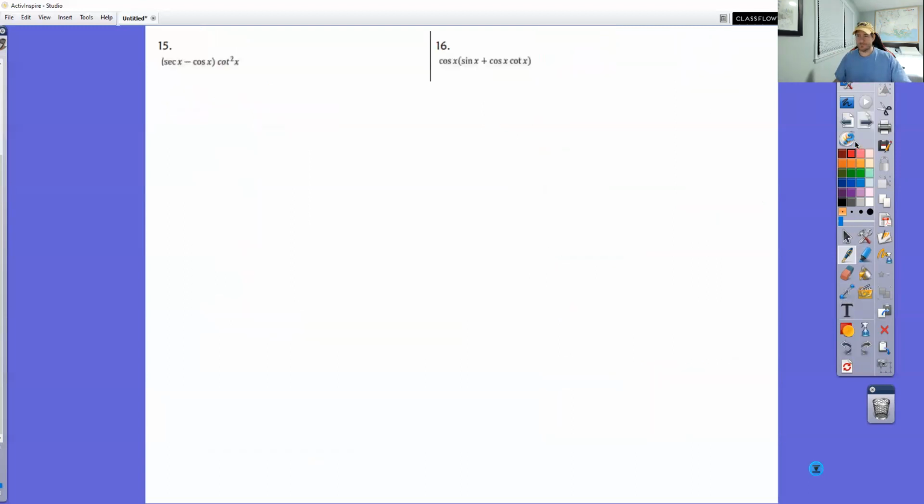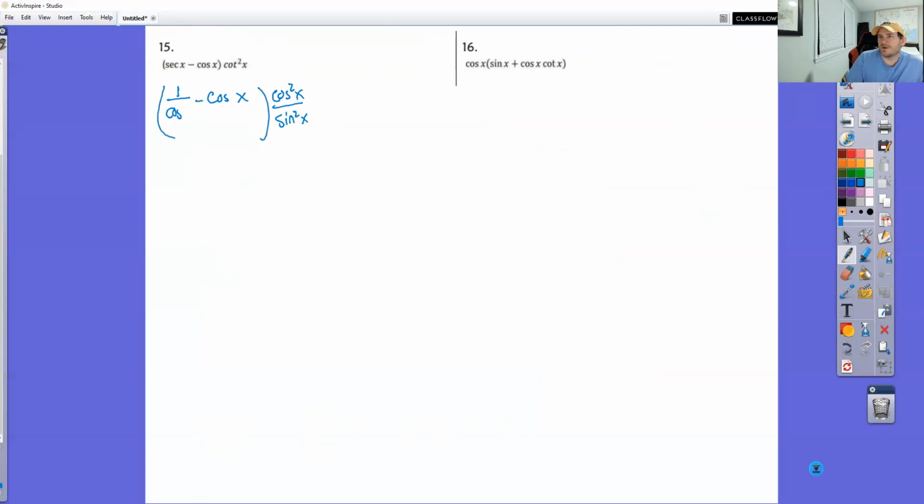And finally, we get to the last 2. All right, how do we do it? The temptation is to distribute the cotan, and maybe that's a good idea. I don't know. Let's see. If I turned everything into sine and cosine, this would be 1 over cos. This would be cos. This would be cos over sine.